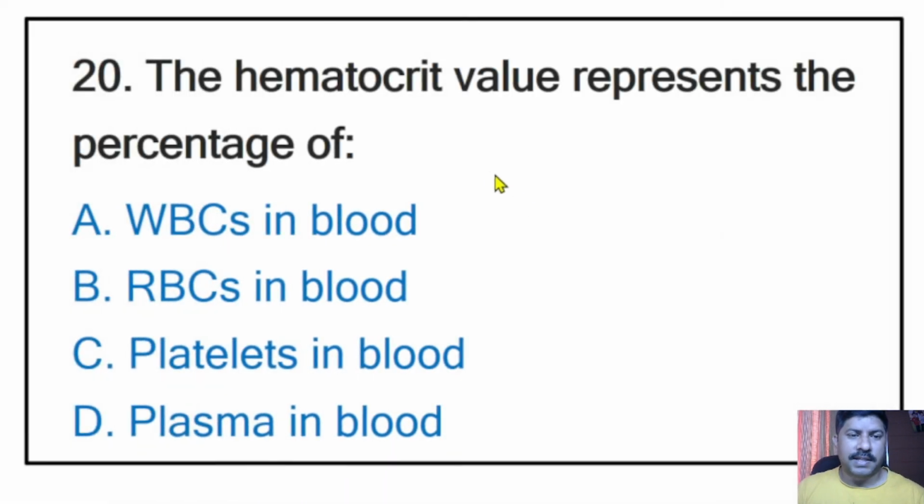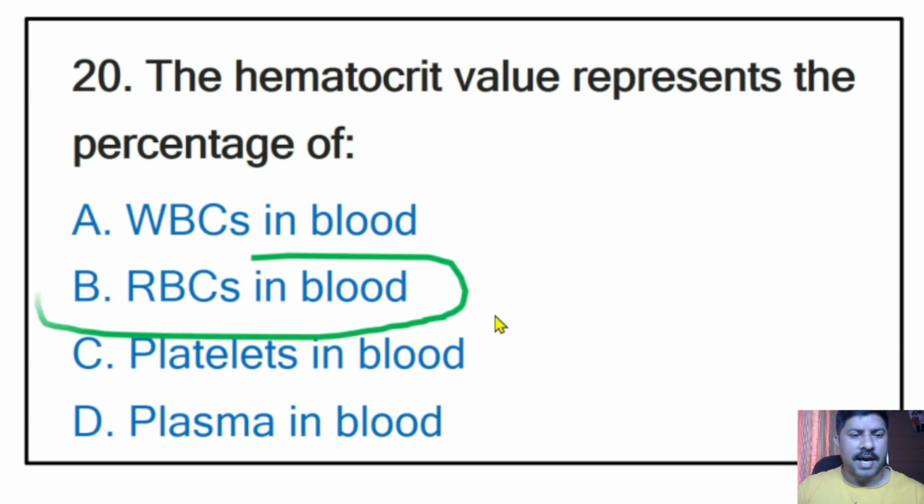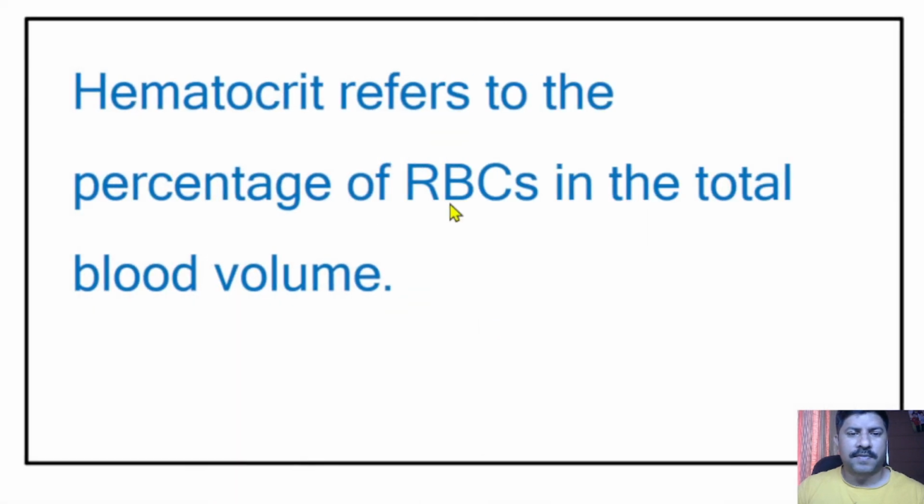The last question today is, the hematocrit value represents the percentage of WBCs in the blood, RBCs in the blood, platelets in the blood, plasma in the blood. The correct answer, RBCs in the blood. Hematocrit refers to the percentage of RBCs in the total blood volume.